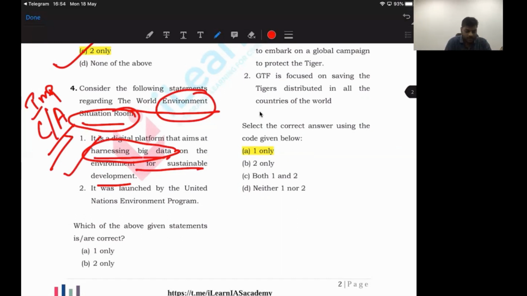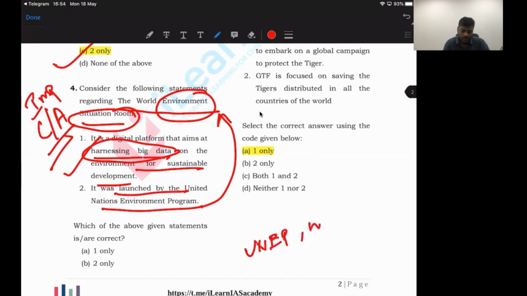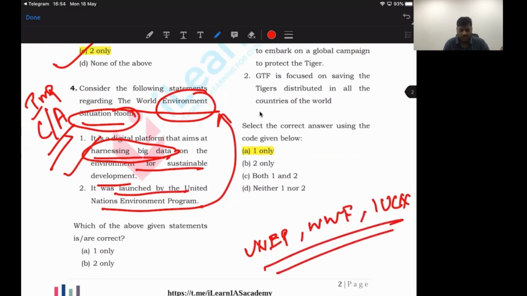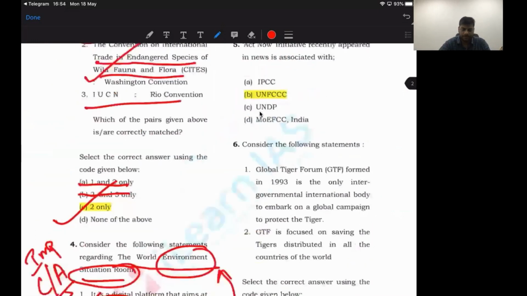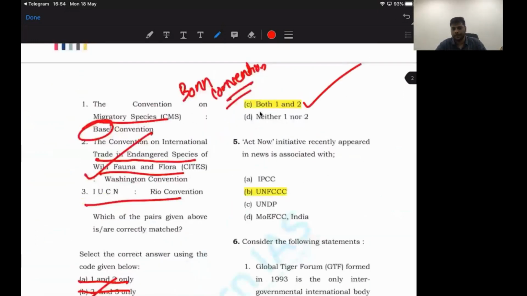And what about the second one? It was launched by UNEP, something related to environment. So it can be UNEP. I told you, right? UNEP, WWF, IUCN. Other than the Rio conventions, these three are UPSC's favorites. So this is a current affair. Both 1 and 2 are correct.